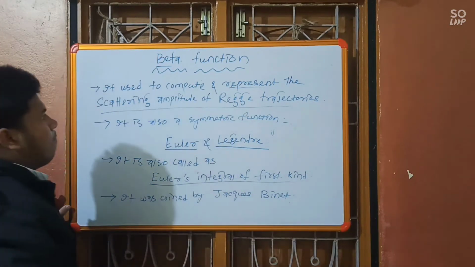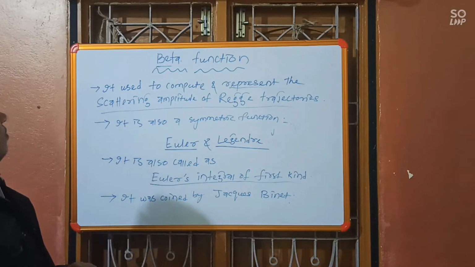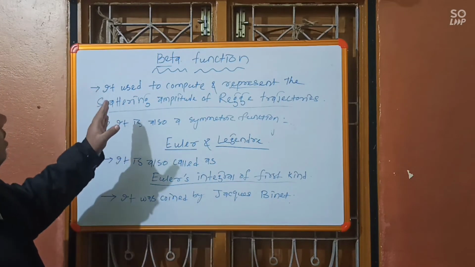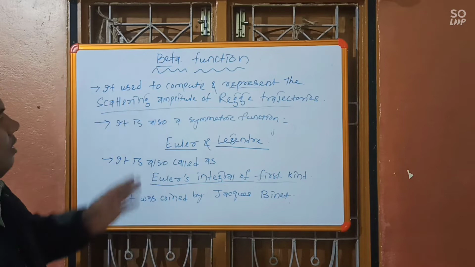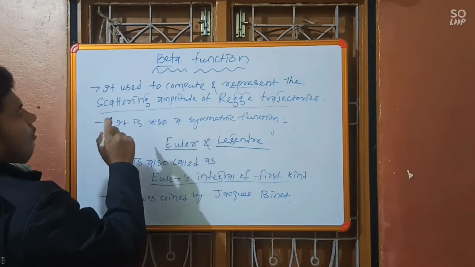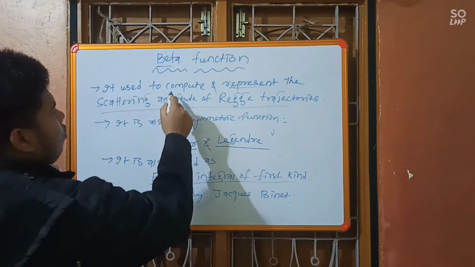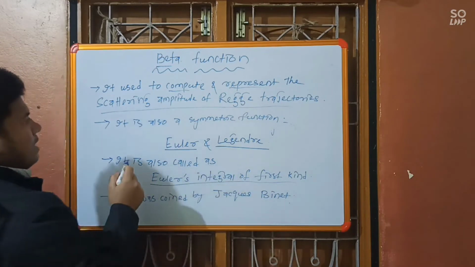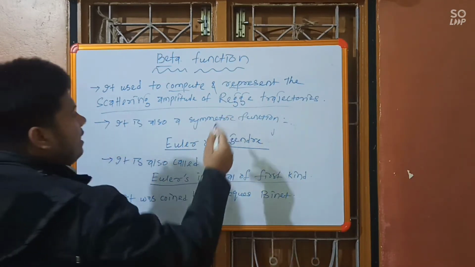Okay, students, so first we discussed what is the application of the beta function in physics. The first application is to compute and represent the scattering amplitude of Regge trajectories.